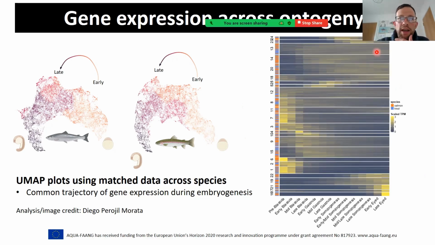And on the right here, you can actually see a clustering analysis where both species are included. So you can see the different clusters contain blue and red, which shows the contribution of genes coming from the different species.